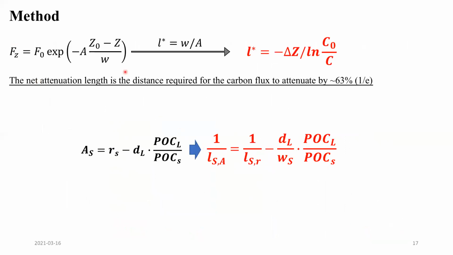And then based on this exponential equation, we can also estimate the attenuation length of the small POC and labile large POC. So the attenuation length is the distance required for the carbon flux to attenuate by 63%, and is defined as the ratio between the sinking velocity and attenuation rate. We also have this equation of the attenuation rate of the small POC. So based on this equation, we can also derive a relationship between the small POC's attenuation length and the fragmentation rate.